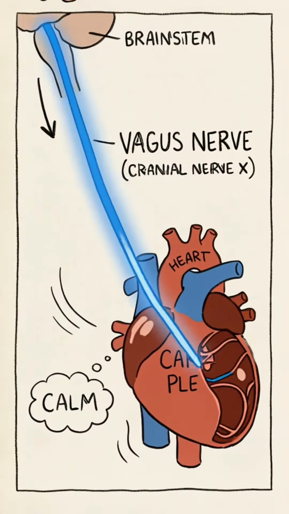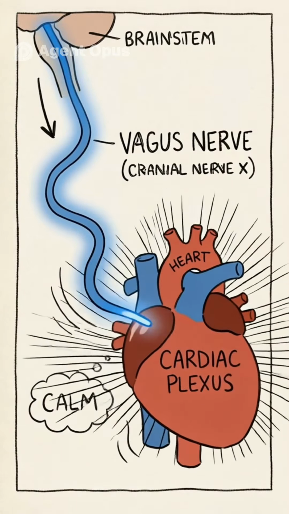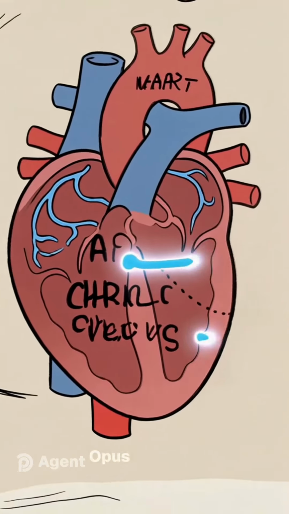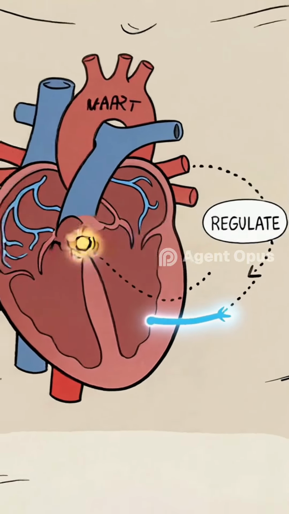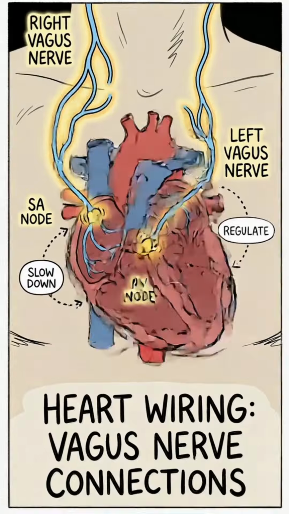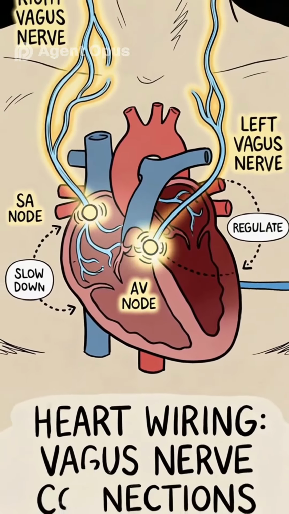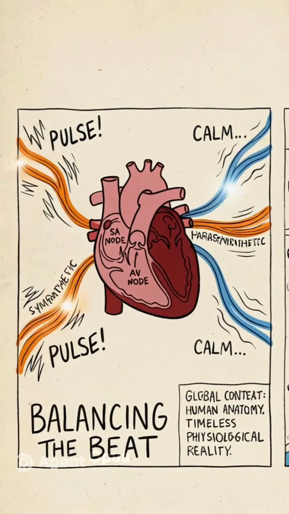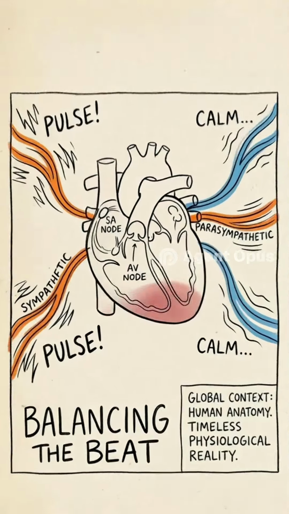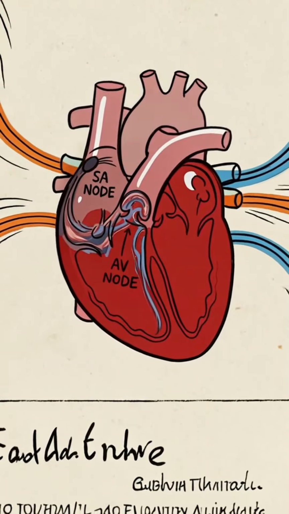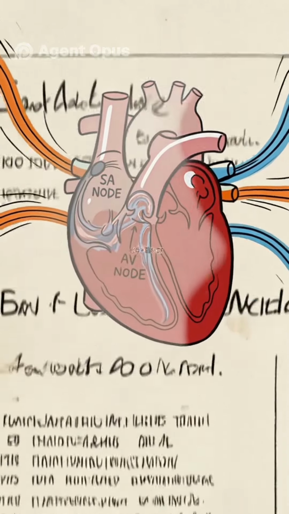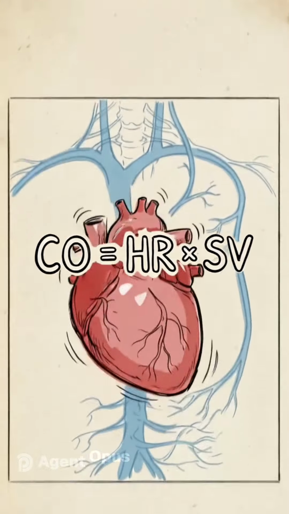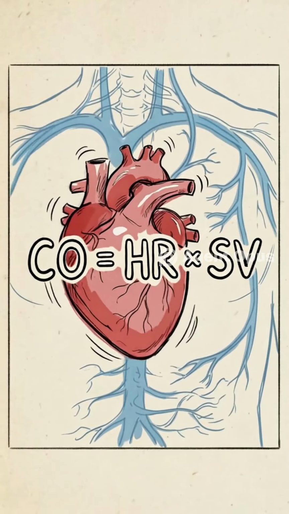The parasympathetic division slows the heart. Preganglionic fibers travel through the vagus nerve and enter the cardiac plexus, where they synapse with short postganglionic fibers. The right vagus nerve mainly targets the SA node, while the left vagus nerve primarily influences the AV node. Some fibers cross over to affect additional areas. Together, sympathetic and parasympathetic inputs continuously adjust heart rate and cardiac output to match the body's needs. And that's how cardiac output is regulated, through the balance of heart rate, stroke volume, and nervous system control.